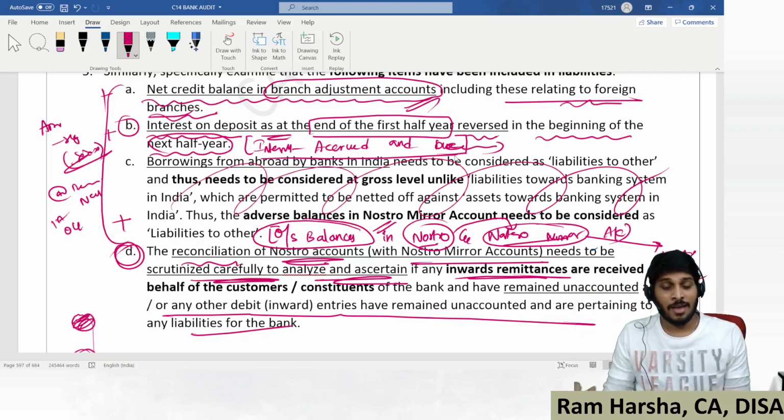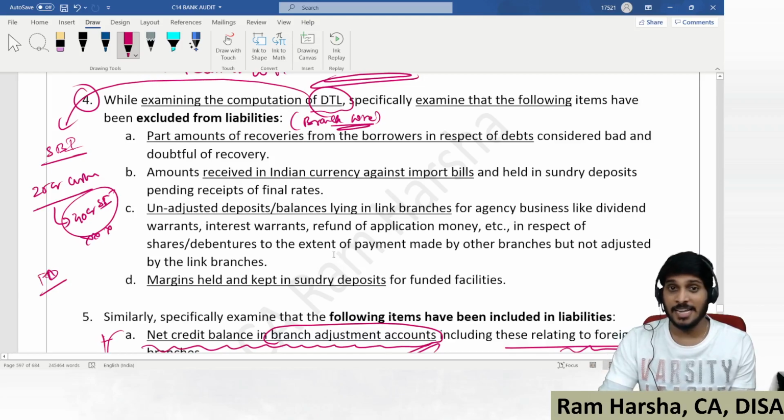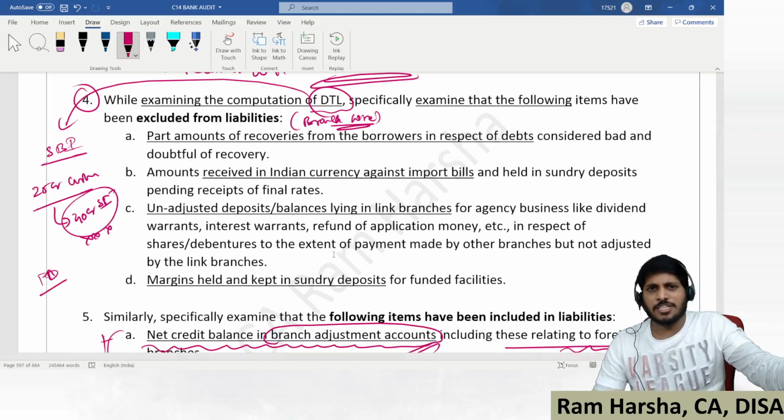Over. Now, what does DTL liability exclude? What is not covered in DTL liability? DTL means demand deposits, which I have to pay to the customer, and time deposits, which I have to pay to the customer. Both I have to pay to the customer.